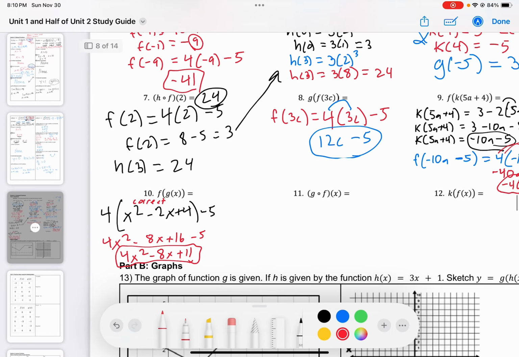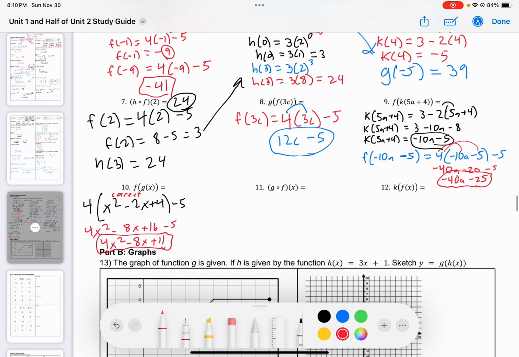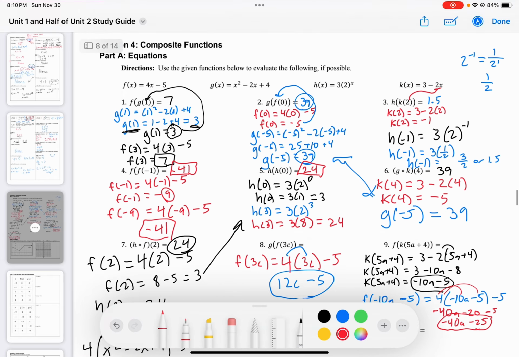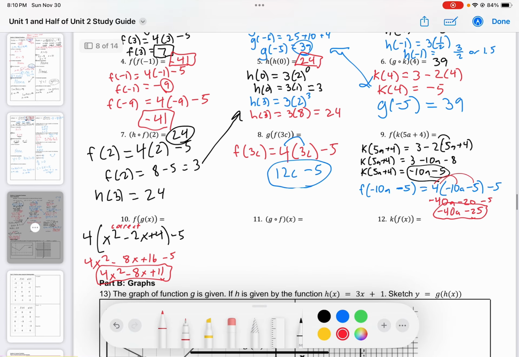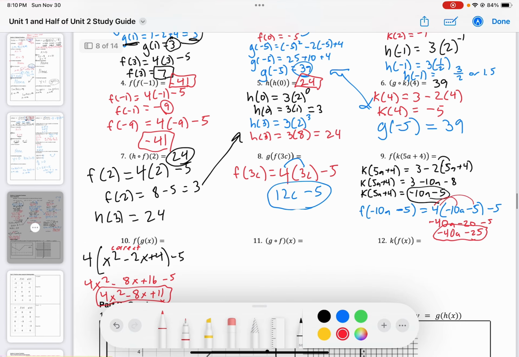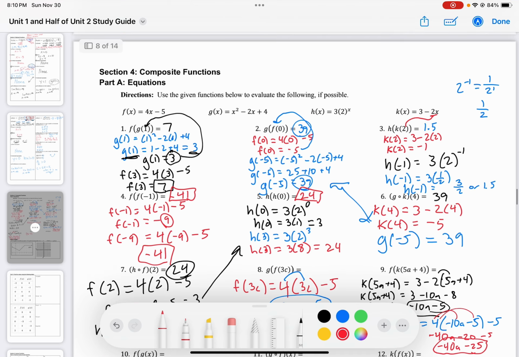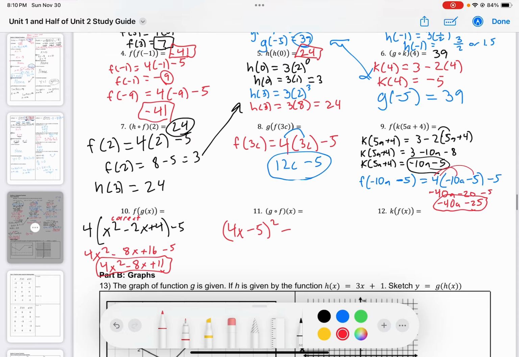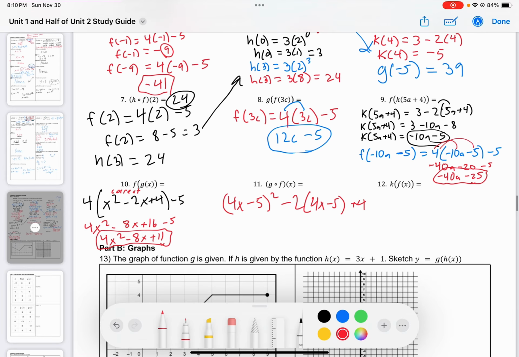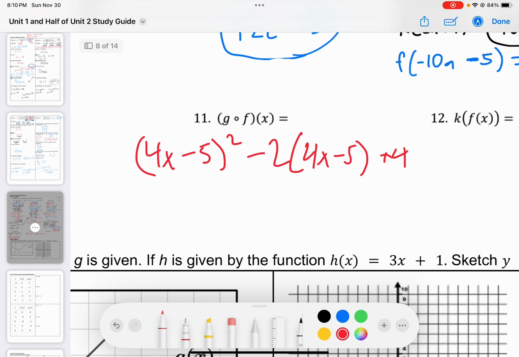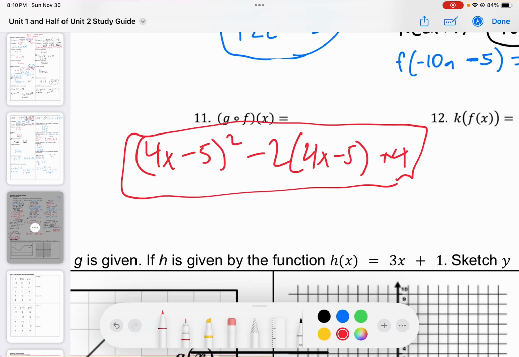Okay, g of f of x. So we've just switched the order this time. This time f of x is going into g. So we have x squared, so that'd be 4x minus 5 squared. And then we have minus 2x, so 4x minus 5. And plus 4. Again, you could simplify this, combine like terms. We just don't have the space, so we're going to stop with that answer.